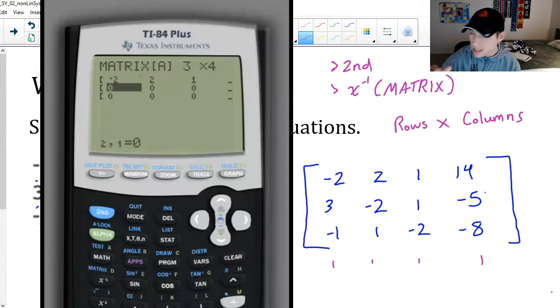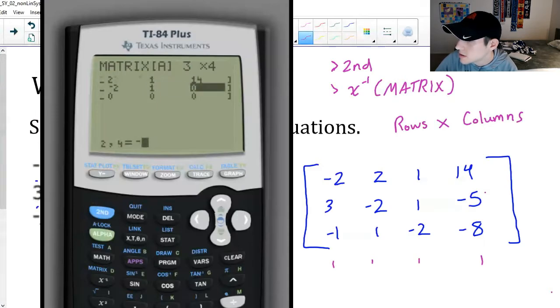And now I'm down to the second row. So now I start at the second row and go across. 3, enter, -2, enter, 1, enter, -5, enter. And then the bottom row, -1, enter, 1, enter, -2, enter, -8, enter. So I should have all of my numbers from the matrix entered in here.